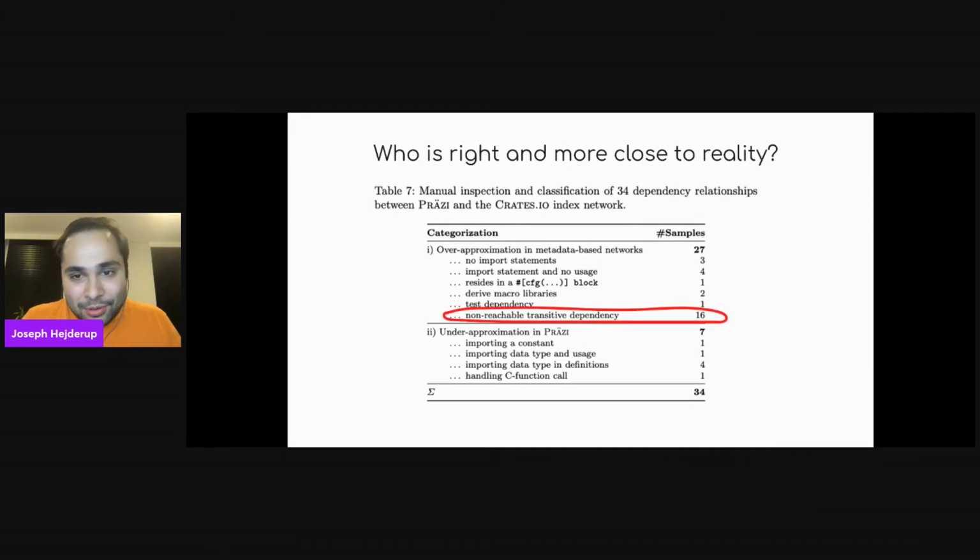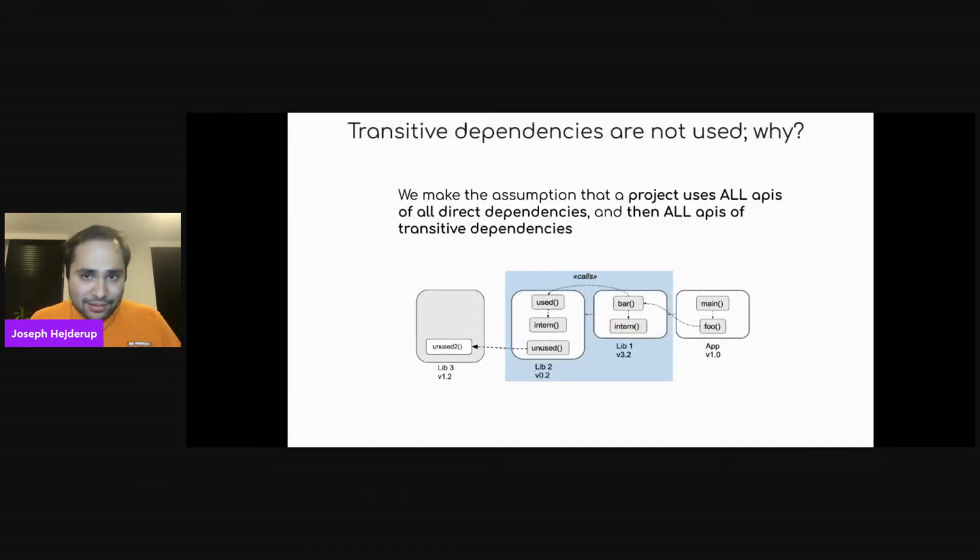But the main prominent reason why we see an over-approximation in metadata-based networks, or if you would analyze, let's say, counting the number of dependencies, is that most of them are actually not reachable in general. And the question is, why are they not used at all? I think this comes down to the assumption we make when we do this metadata-based analysis, which not many people always think about: that a project uses all APIs of its direct dependencies, and then uses all APIs of its transitive dependencies, which does not really match reality.